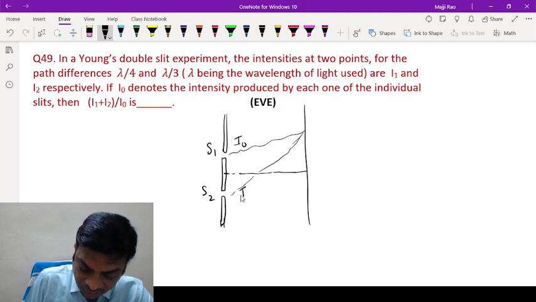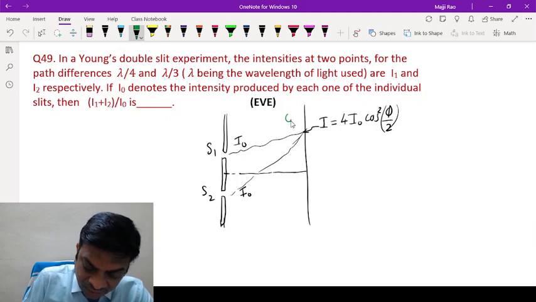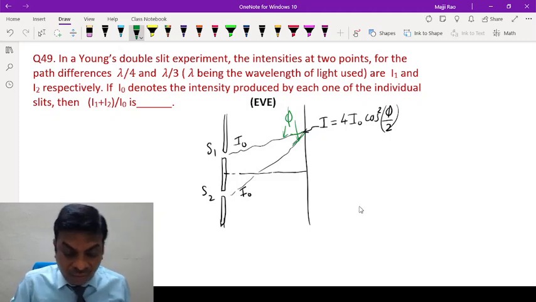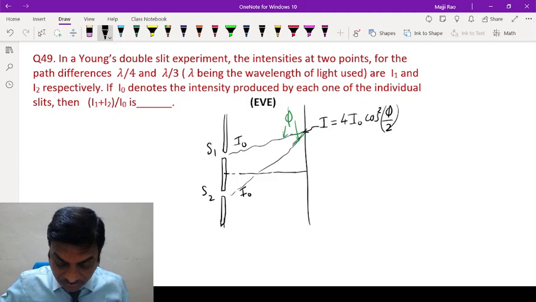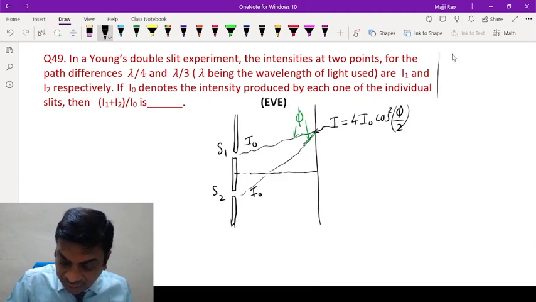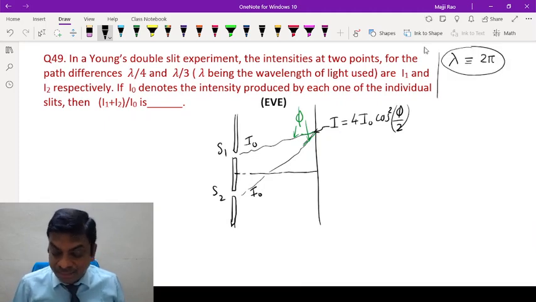Now if the intensity due to each slit or each source is I0, then the resultant intensity at any point is 4 times I0 into cos square of phase difference by 2. Then what is phi? Phi is the phase difference between these two interfering waves. So this is the formula. I hope you are aware of this. Also we know that a path difference of lambda is equivalent to a phase difference of 2 pi radian. This is also known to us, isn't it?